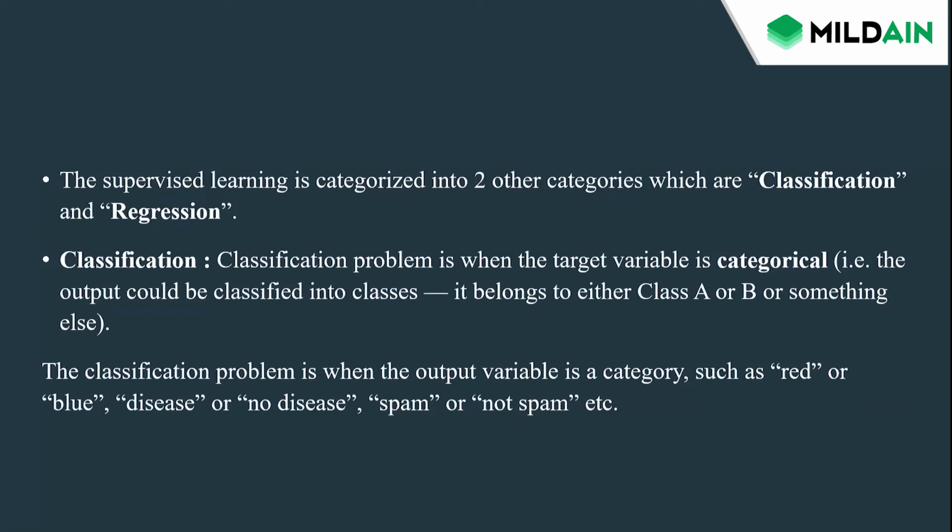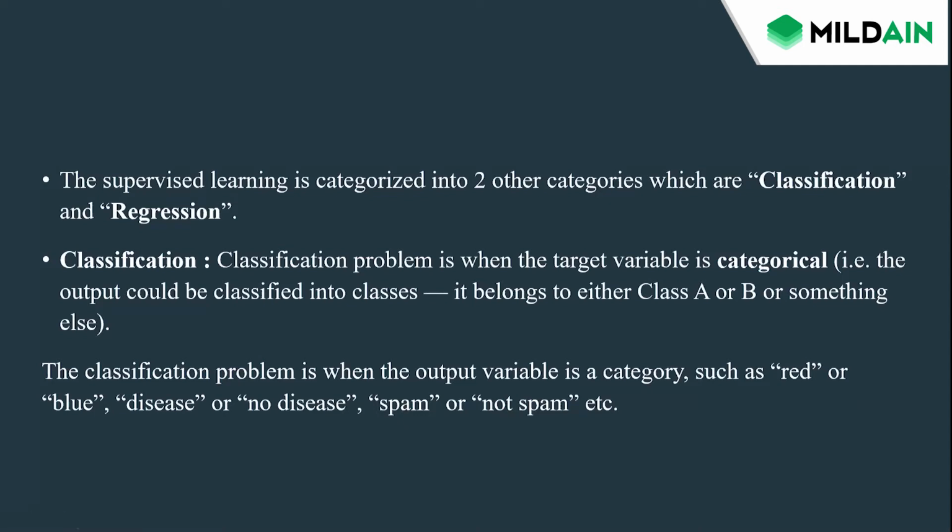Those are all called a categorical output, to be classified into classes. Either it belongs to class A or class B. The classification problem is when the output variable is a category, as I told you. For example, color: it belongs to red color or blue color; disease or no disease. With respect to email, the email you got is either spam or not spam. These are all called classification.